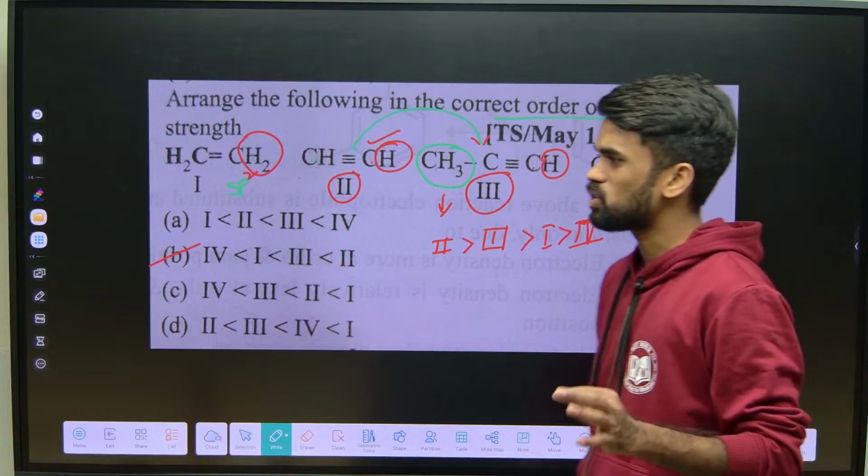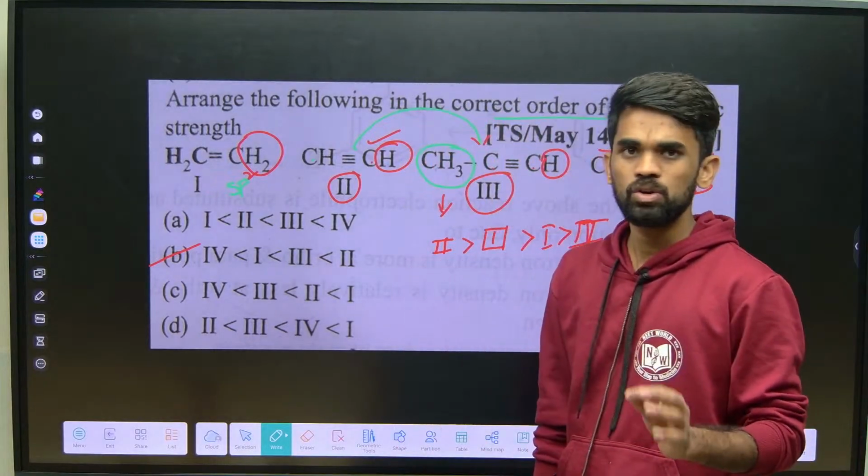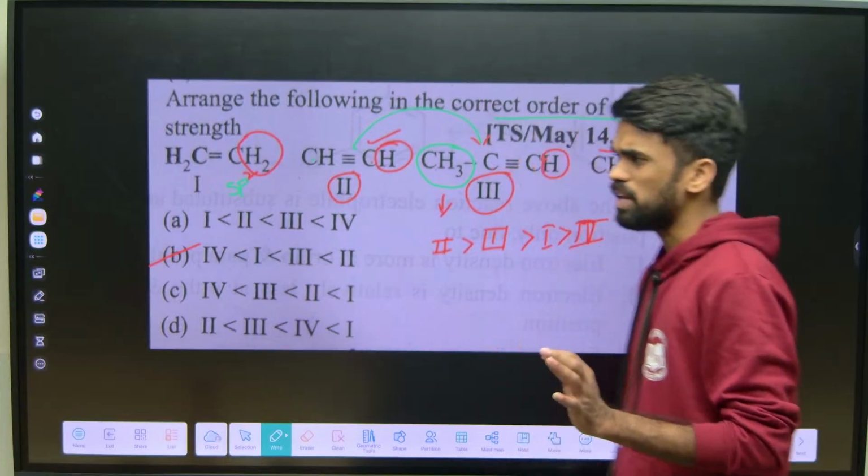Hope this discussion is also clear now. So are there any confusions here? No, right? Right. So the next thing is here.